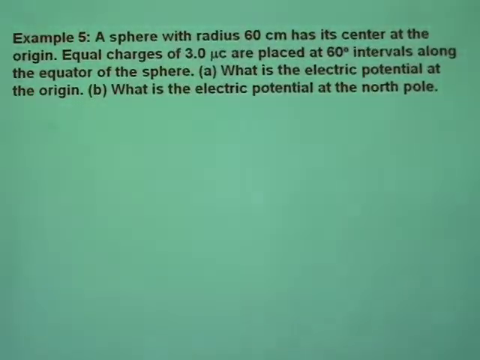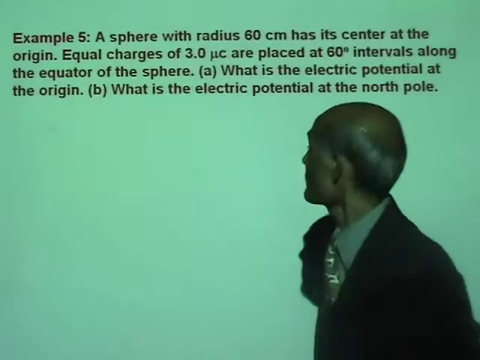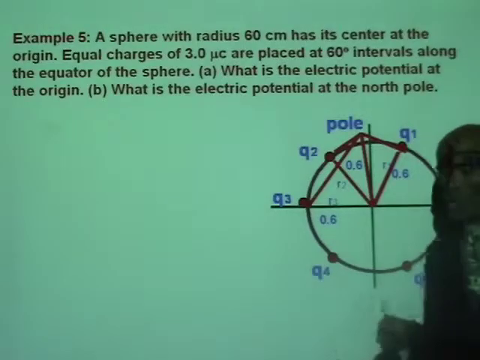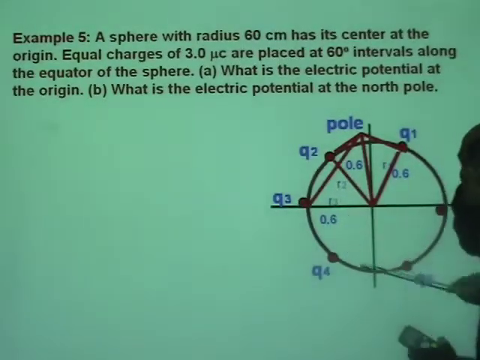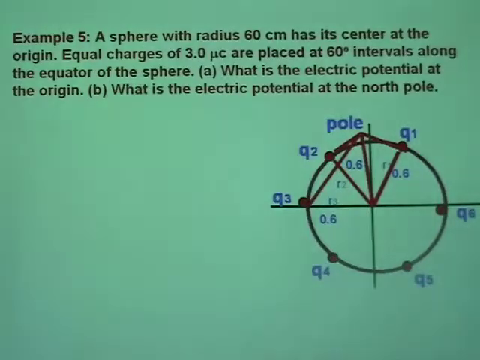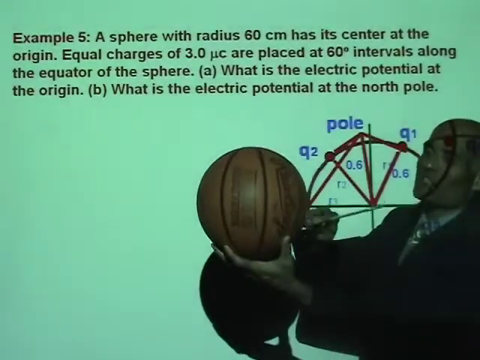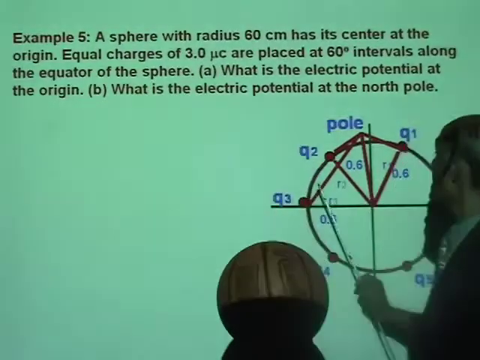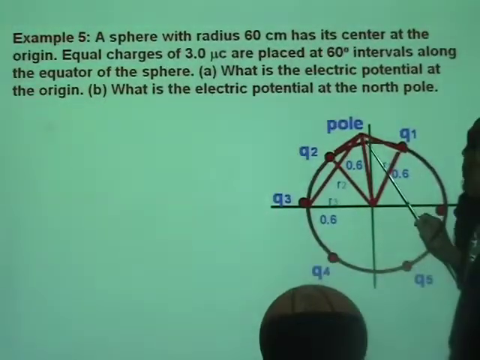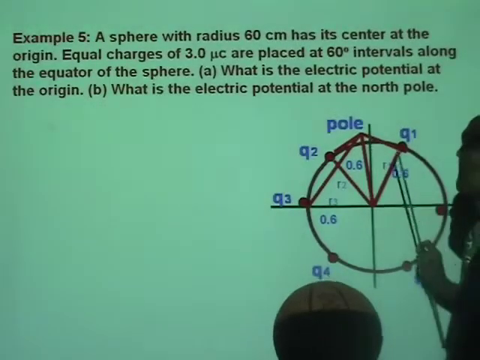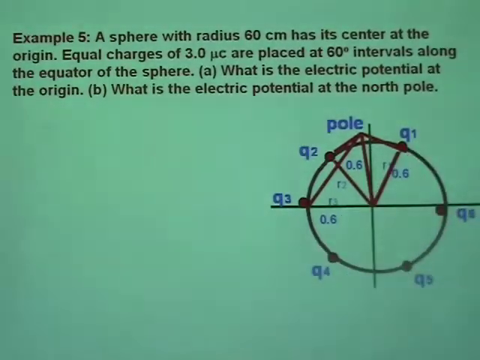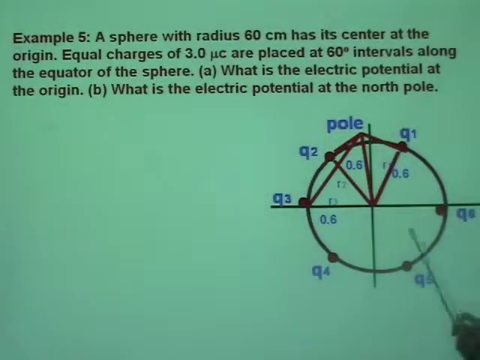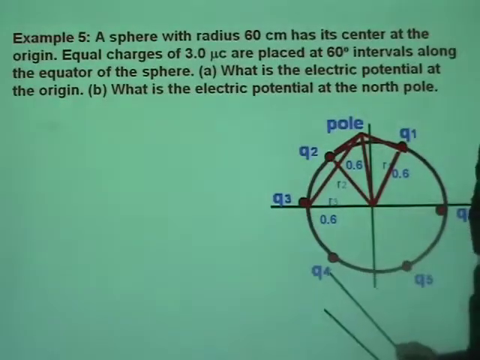Alright, let me see if I can draw a diagram of that. Well, this is the best I can do. What I have done is, I have taken a cross section. So this circle you see is, if I cut this sphere into half, the cross section circle is what you see. And this is the pole. Alright? Okay. And the charges Q1, Q2, Q3 up to Q6 are all 60 degrees apart.